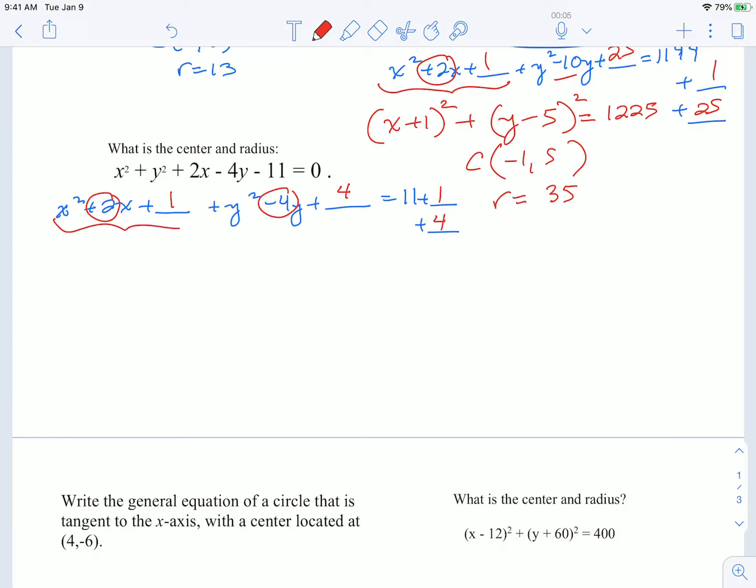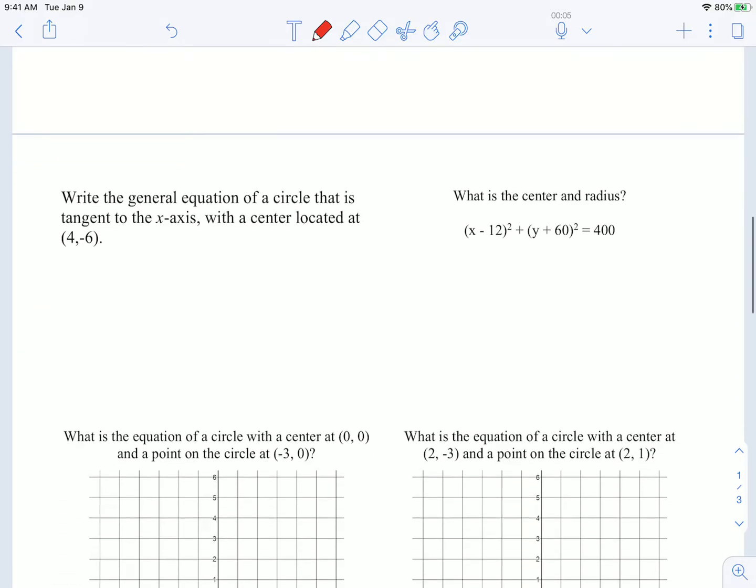So then this always factors into whatever that half the middle number was, squared. This will factor into whatever half of that middle number is, squared. And then you add everything on the right and you should get 16. So that would tell you that the center will be at negative 1, positive 2, and the radius is the square root of 16, which is 4. Okay, so hopefully this is making sense. Let's keep going down here.